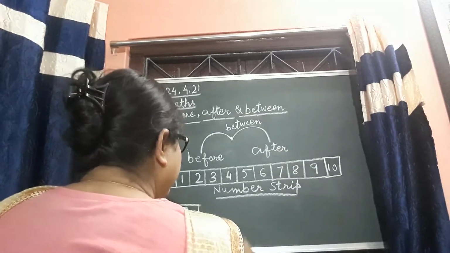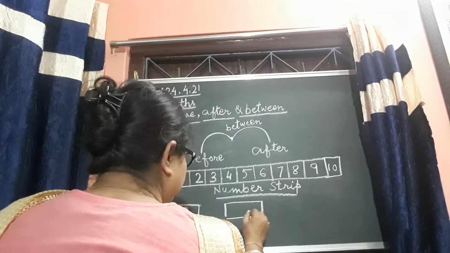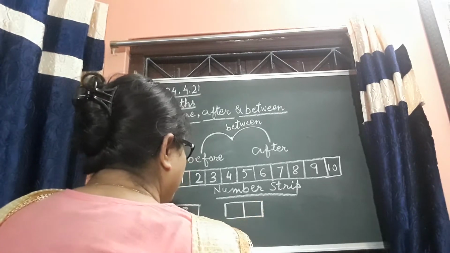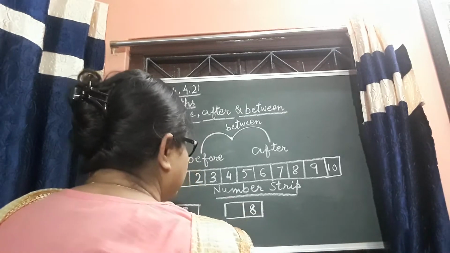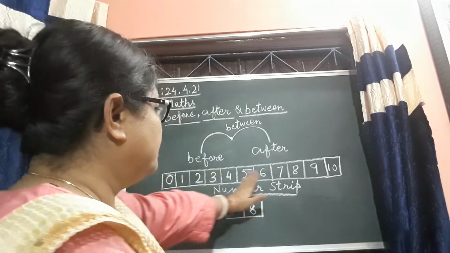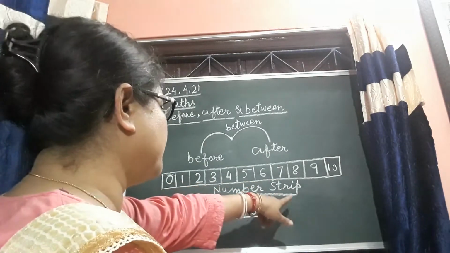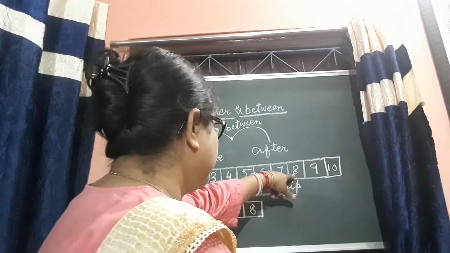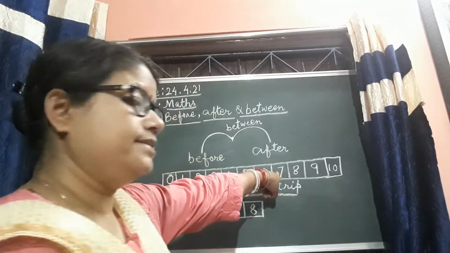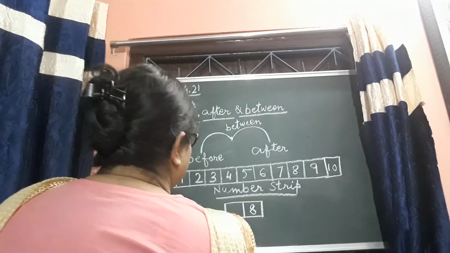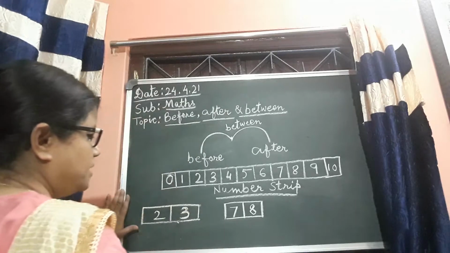Again I am taking another example. Suppose I am writing here 8. We will see the number strip. Okay, which number comes left side? Here is 8. Which number comes left side? Yes, 7. Okay, here we will write number 7.